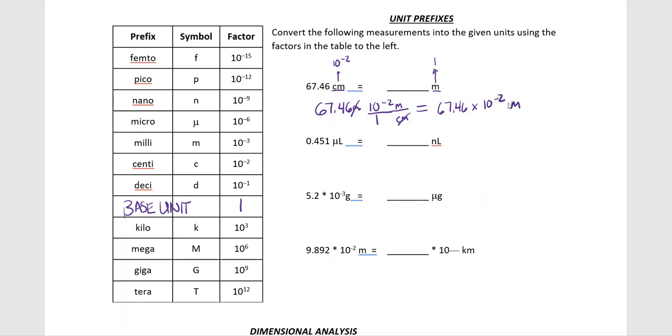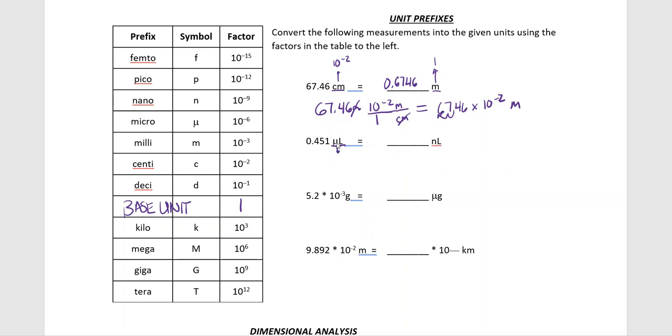So then I just need to do that calculation, right? 67.46 times 10 to the negative 2 moves the decimal place 2 places to the left, and my final answer is 0.6746 meters. Okay? So this is how we do this across. We're going to see that this is consistently what happens, right?